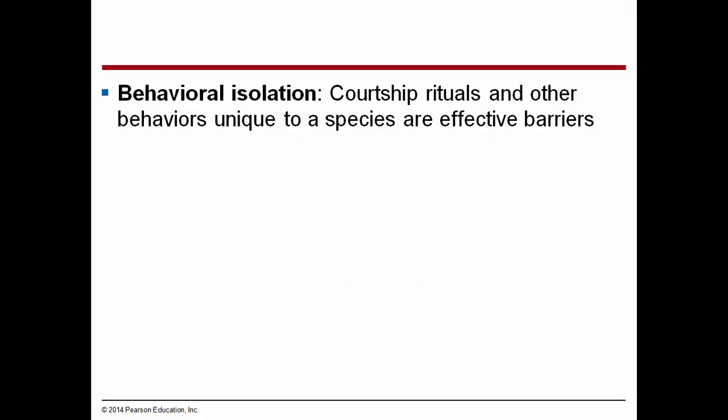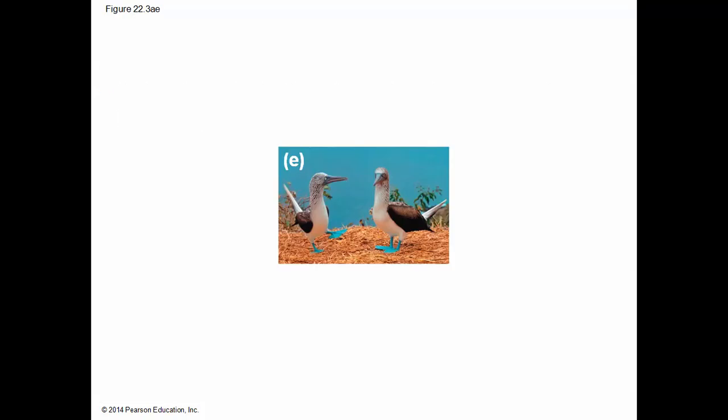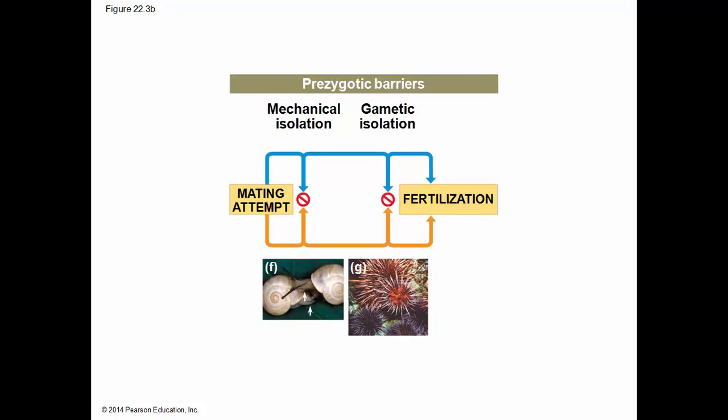Behavioral isolation: courtship rituals and other behaviors unique to a species are effective barriers. Okay, the blue-footed booby will only mate with other blue-footed boobies. It has a special dance that it does, a ritual prior to mating, that the male must perform to appease the female, and in so doing, no other species are going to be able to breed with the female blue-footed booby.